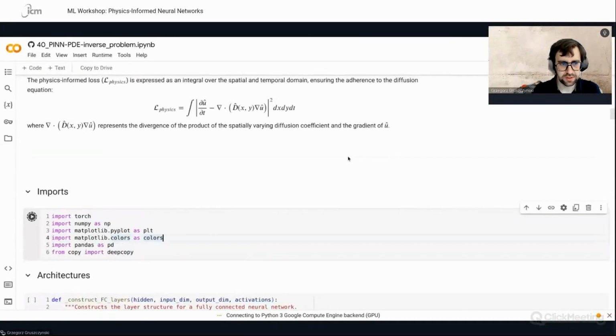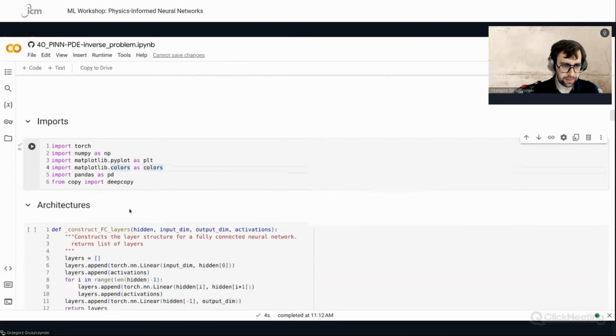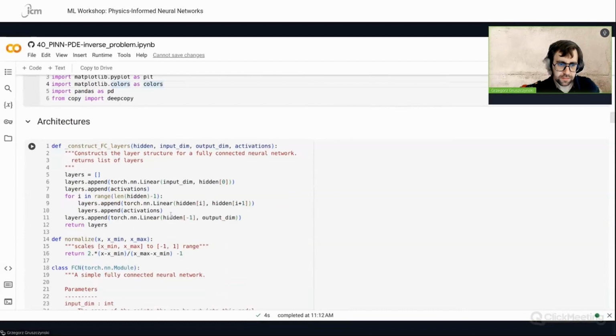Now I'm starting the notebook, so I have to wait for a moment until it connects. It imports all the necessary libraries: PyTorch, NumPy, Matplotlib, and so on. The architecture of the network will be pretty similar to the one you have seen in the previous exercises. So we'll be dealing with the multi-layer perceptron, also known as a fully connected network.